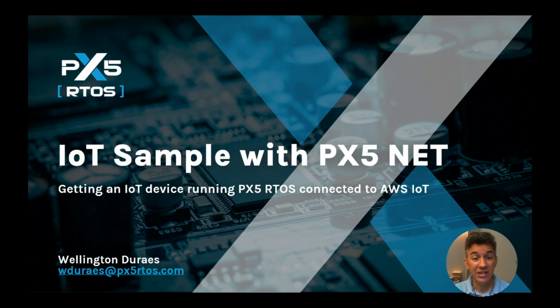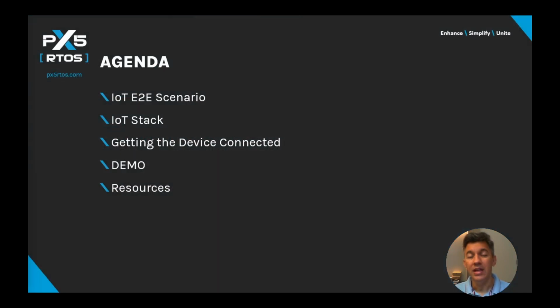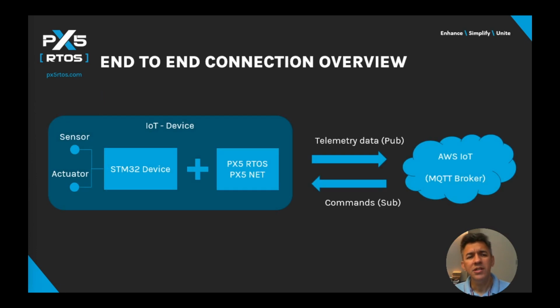and PX5 NET connected to AWS IoT. In this video, I'll show you an IoT end-to-end scenario and the necessary stack to make it work. We'll see how to get the device connected in a demo, and then I'll share some resources. So let's take a look at this end-to-end connection.